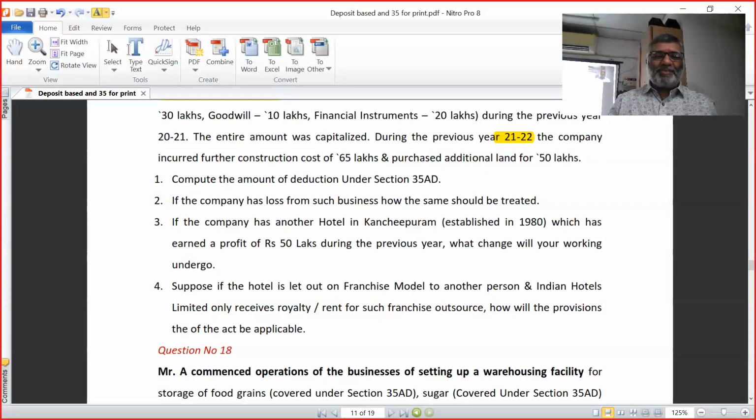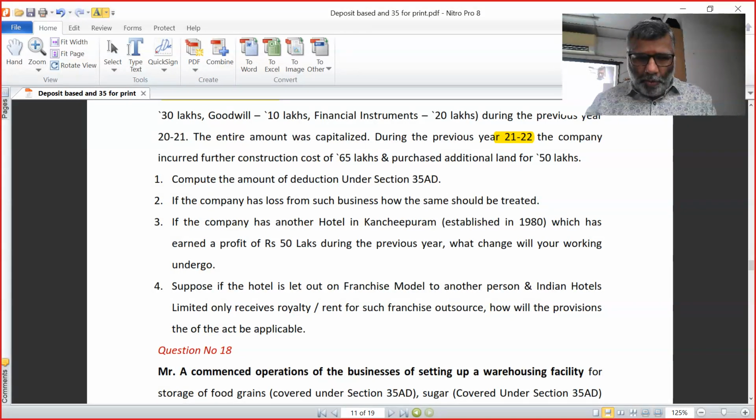Okay, fourth question, this is interesting. Suppose the hotel is let out on a franchisee model to another person and India Hotel Limited receives only royalty or rent for such franchisee, how will the provisions work? For Marriott, Taj Properties, Welcome, the property is developed by a person, they then give it to Welcome Group or Marriott Group to manage it, etc.